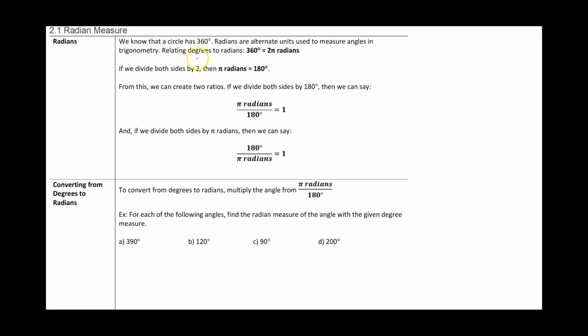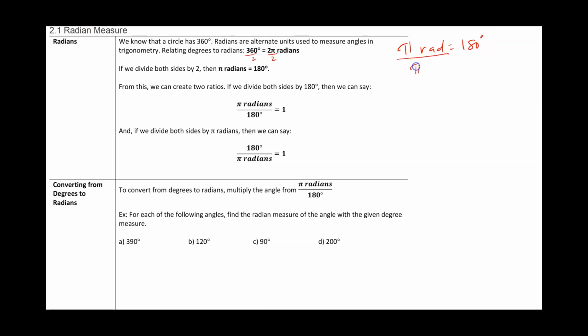So to relate degrees to radians, 360 degrees is equivalent to 2 pi radians. So if we divide both sides by 2, then pi radians is equivalent to 180 degrees. Okay, so pi radians is equivalent to 180 degrees. We can make some ratios out of this.